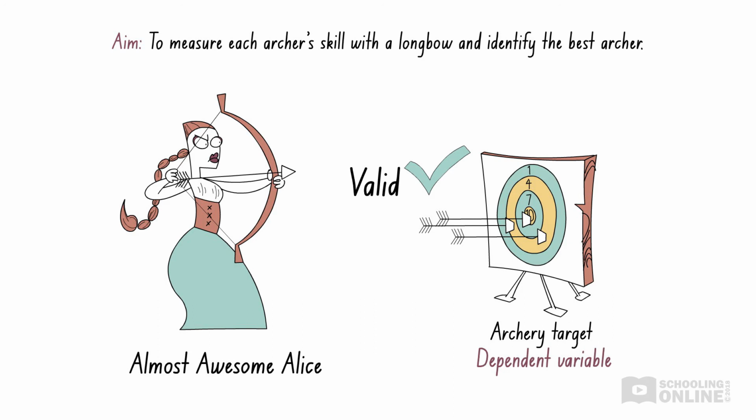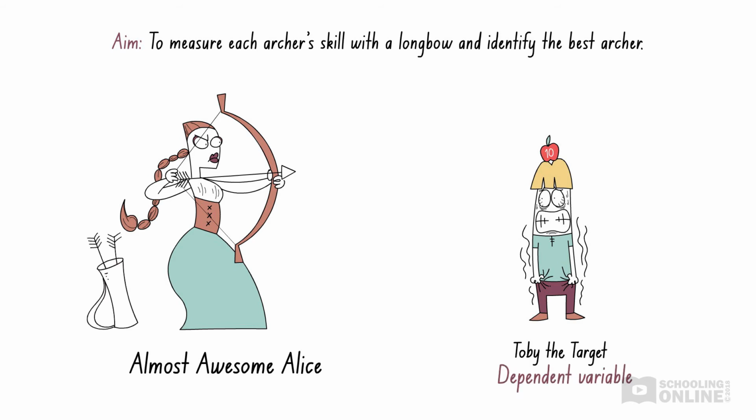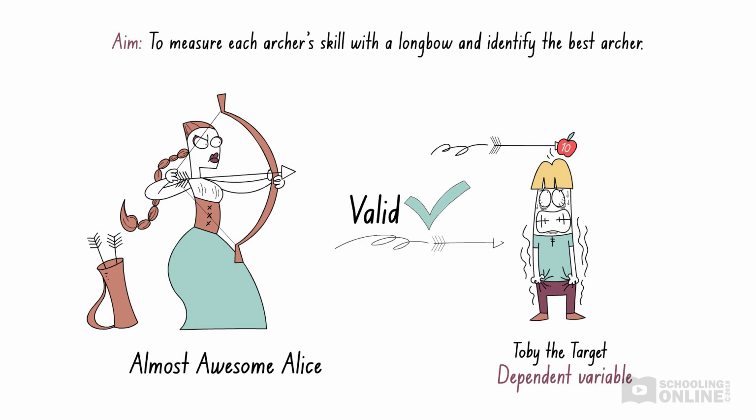However, there are other ways to identify the best archer. We could also replace each target with a boy balancing an apple on his head. Each archer would fire 3 arrows, and for each apple they hit, they would get 10 points. In this scenario, it is much harder to score points, but we are still testing the skill of each archer because they must land their arrows in a small area. So this would be a valid test, even if it doesn't pass the safety assessment.